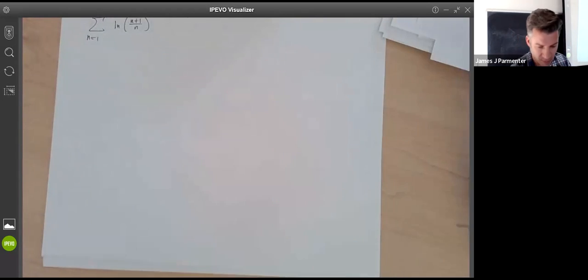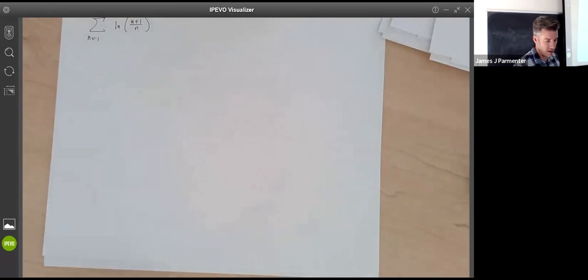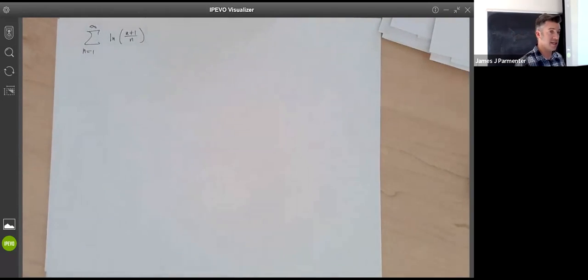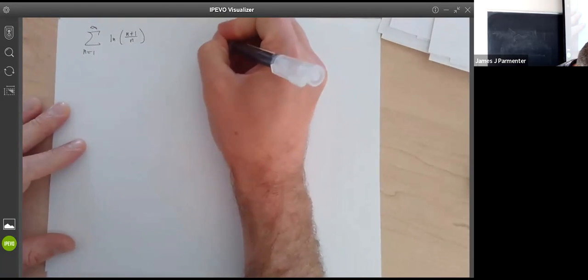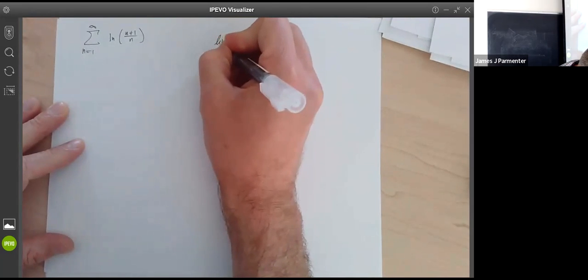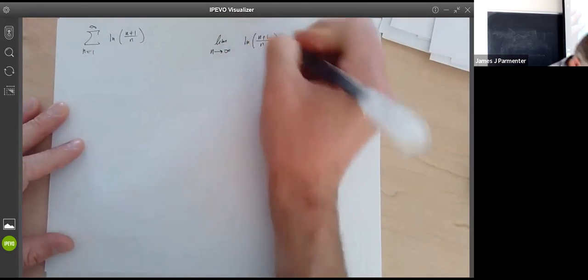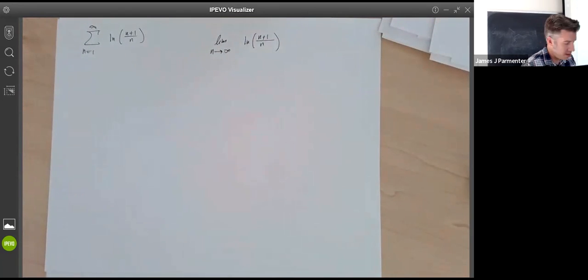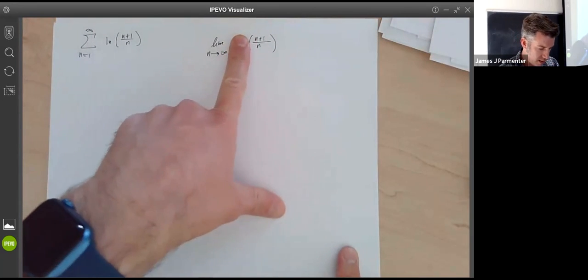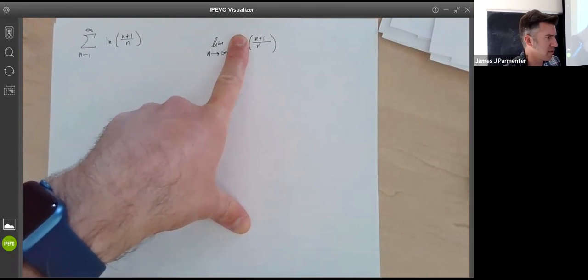So let's look at this next example. And we should definitely start off by checking the test for divergence, aka the nth term test. So if I take the limit as n goes to infinity of my sequence, well, let's ignore the natural log for a second. As n goes to infinity, what happens to n plus 1 over n?